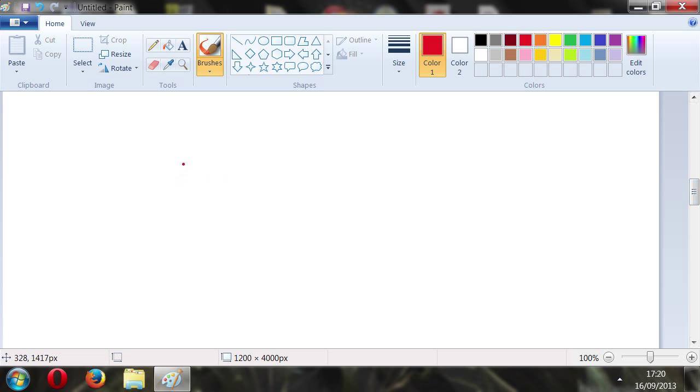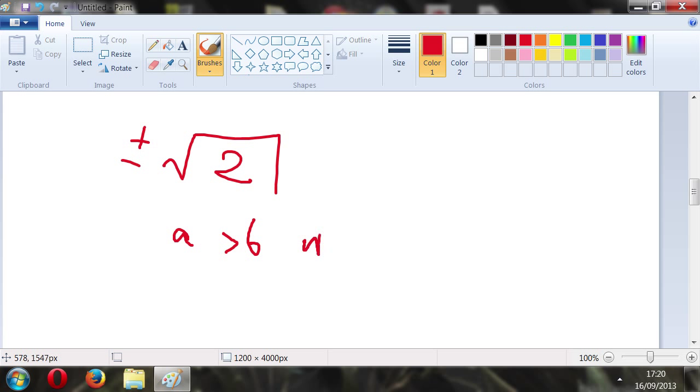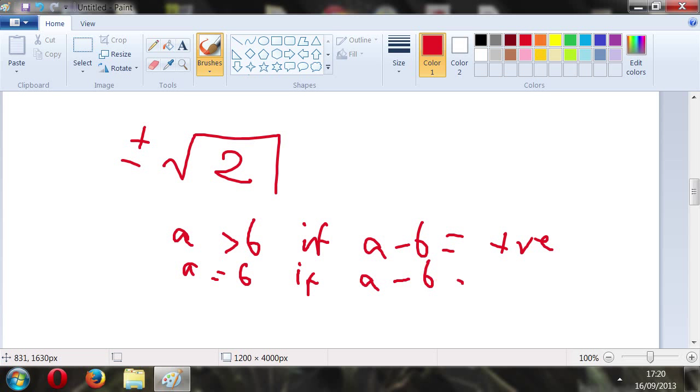Irrational numbers, square root 2, obviously can be plus or minus. Real numbers I've spoken about already. I suppose I spoke about most things. If A is greater than B, if A minus B is positive. A equals B if A minus B is not less than B.